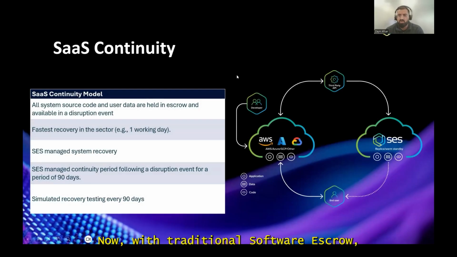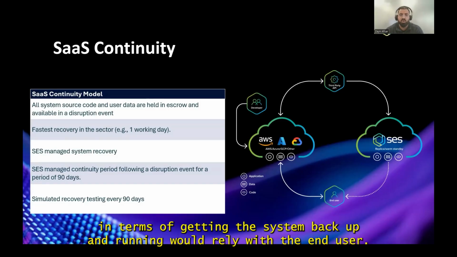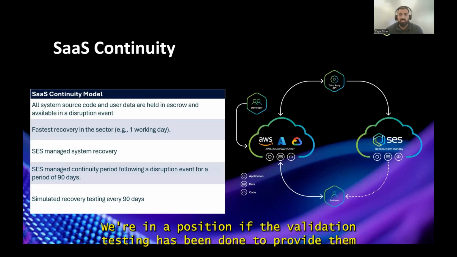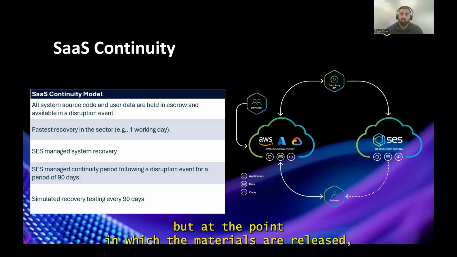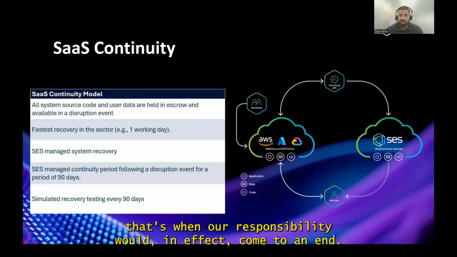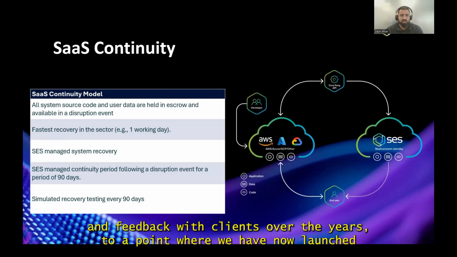Now, with traditional software escrow, at the point of us releasing the materials to the end user, the responsibility for getting the system back up and running would rest with the end user. We're in a position, if the validation testing has been done, to provide them with all the information that they would need for a successful rebuild and redeployment exercise. But at the point in which the materials are released, that's when our responsibility would, in effect, come to an end.